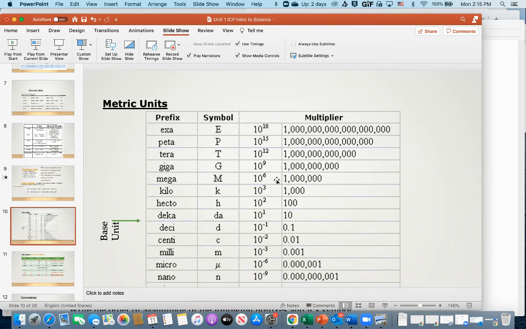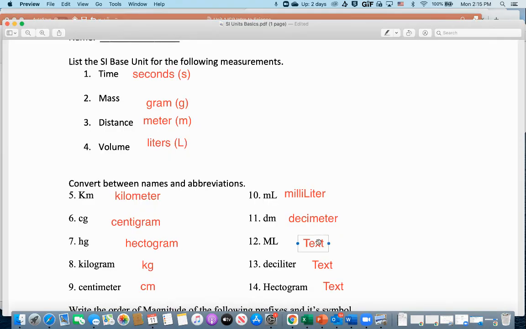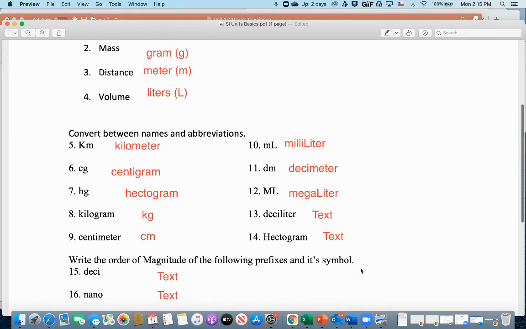So mega, so again, capital, we want to go 10 to the 6 here. And this is going to be mega and megaliters here. So that would be a lot of liquid here. Talk about a pool probably at that point.